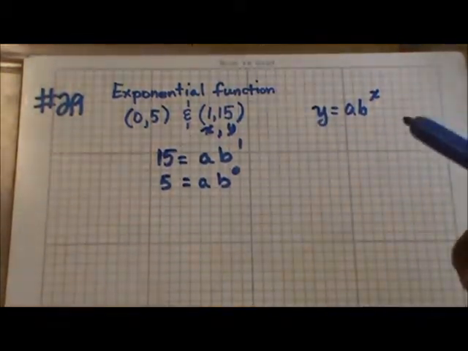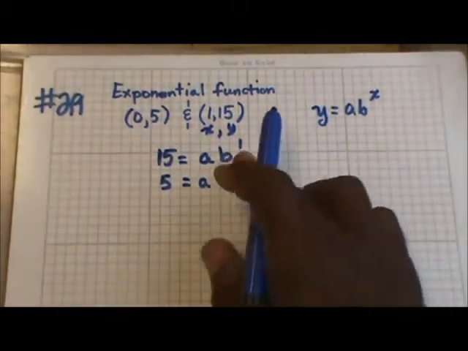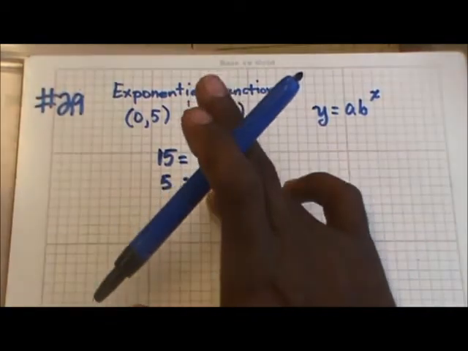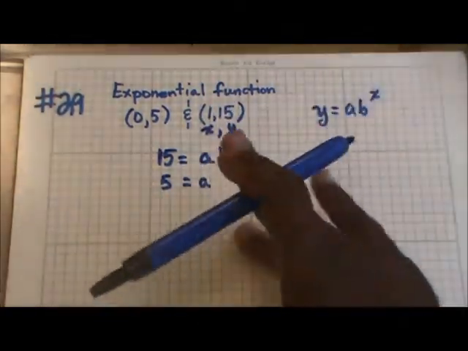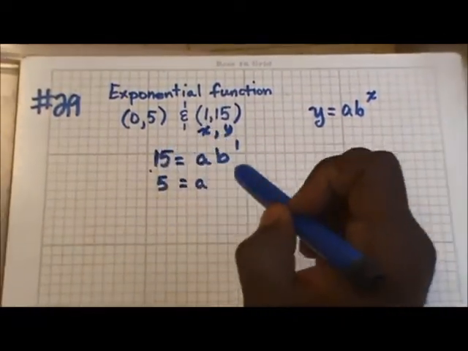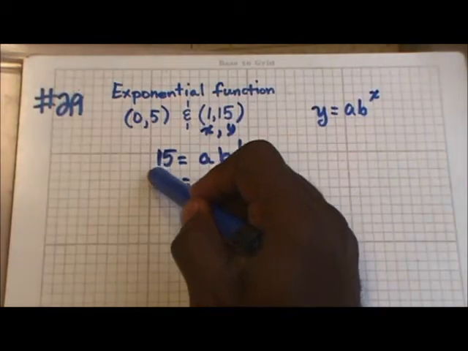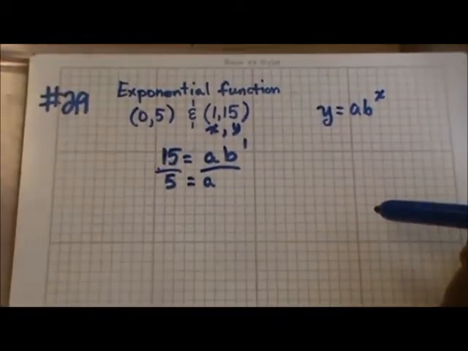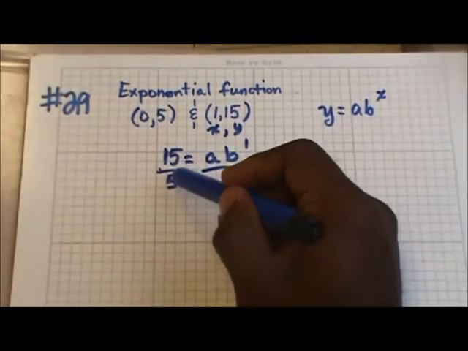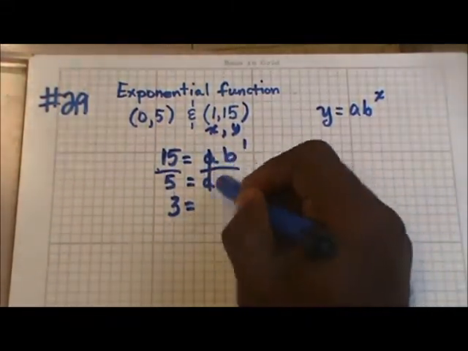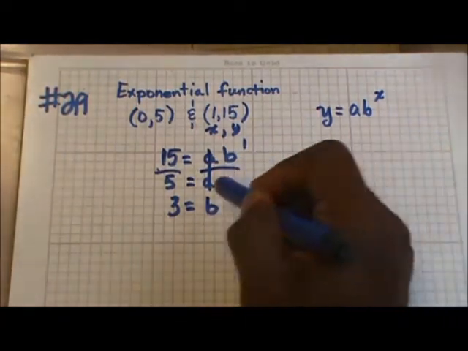Now, anything to the 0 power is equal to what, guys? 1. So we can just get rid of that. That doesn't always work for these problems, but it works for this one. And from here, it's exponential, so we want to divide both of these values. 15 over 5 is equal to 3. The a's cancel, and we just have b is equal to 3.